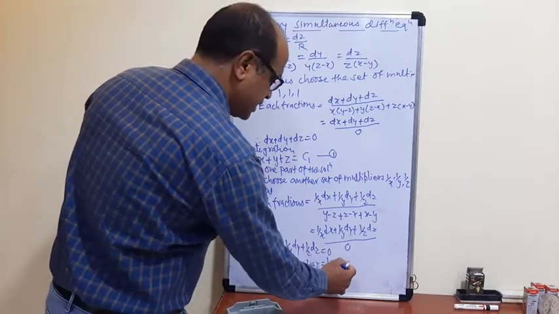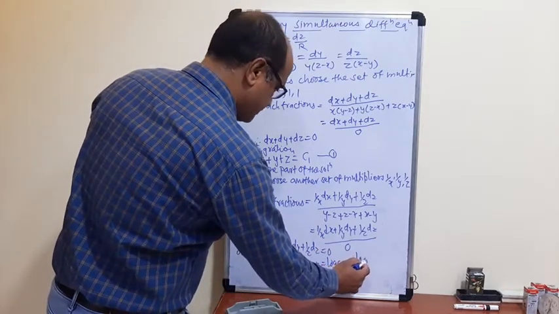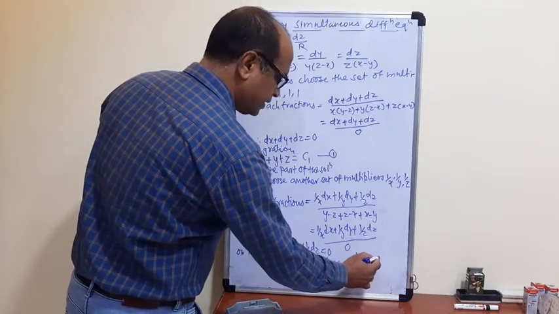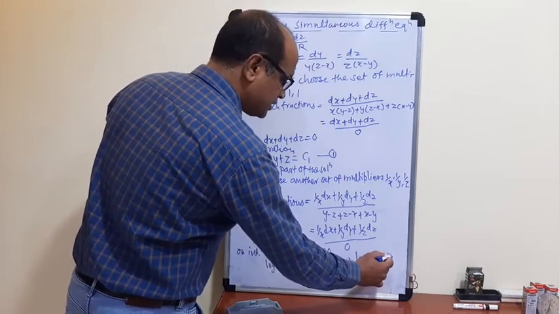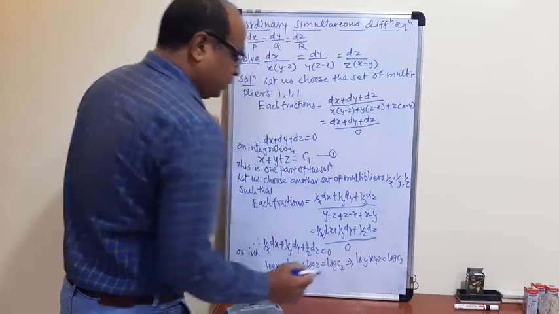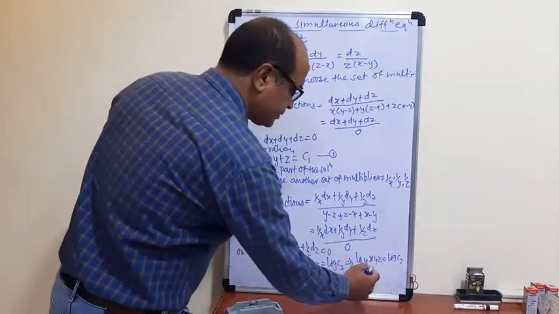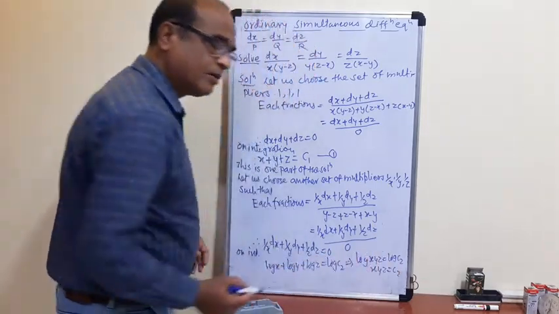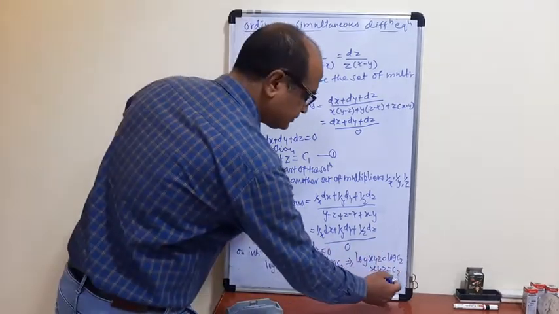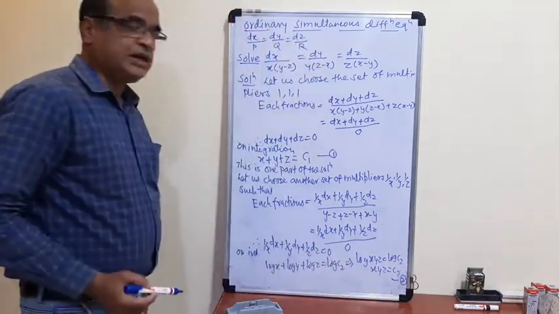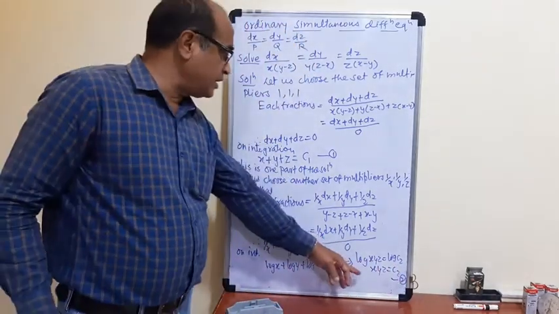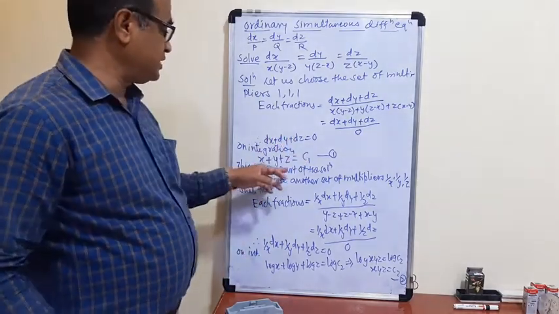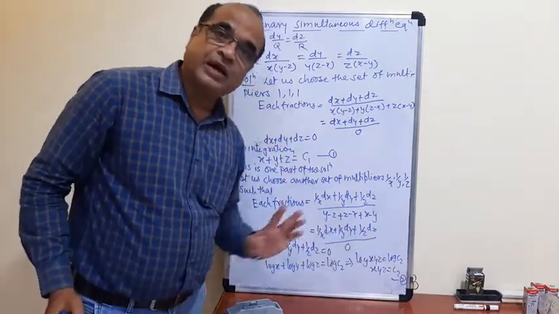Then what happened? So this implies that log xyz, by the logarithmic rule, is log c2. So therefore xyz is equal to c2, taking antilog of both sides. So this is 2. So this is another component of the complete solution.